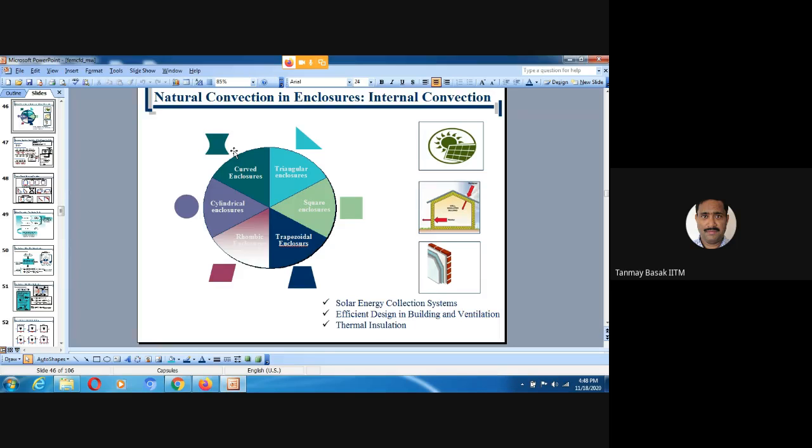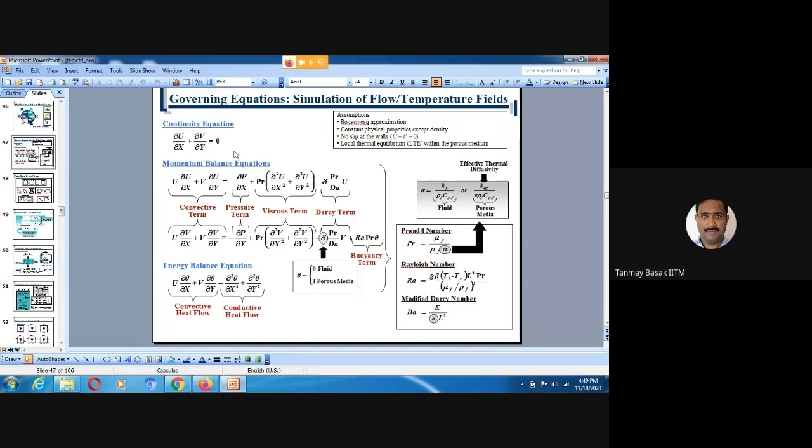In fact, I would like to show you how to use a square element, or the 4-noded elements, to model the triangular cavity. So these are the applications I'm going to discuss next in the last part of this lecture. We have solar energy collection systems and efficient design in building and ventilation and thermal insulation.